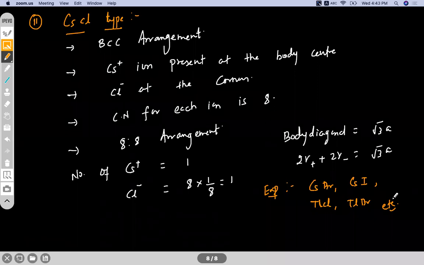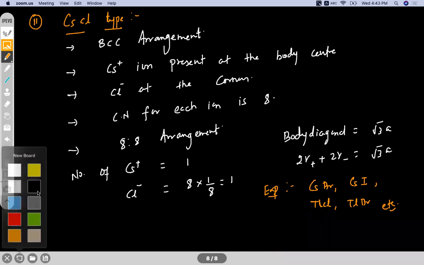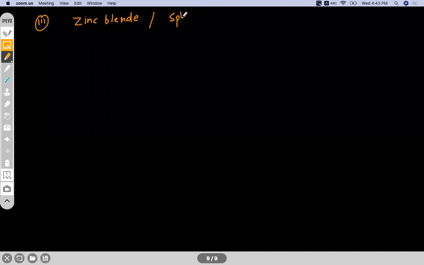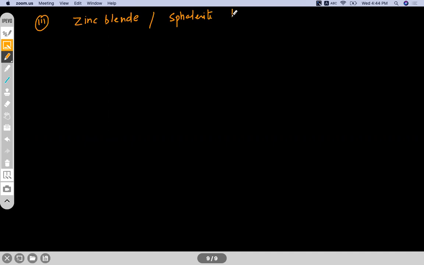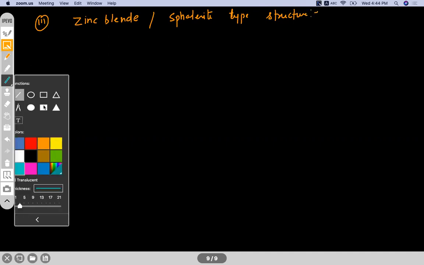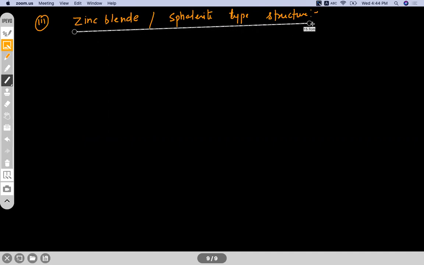The third type of crystal we have here is the zinc blende type, ZnS type. We also call it the sphalerite type structure, ZnS. Write down, it exists in two different forms.